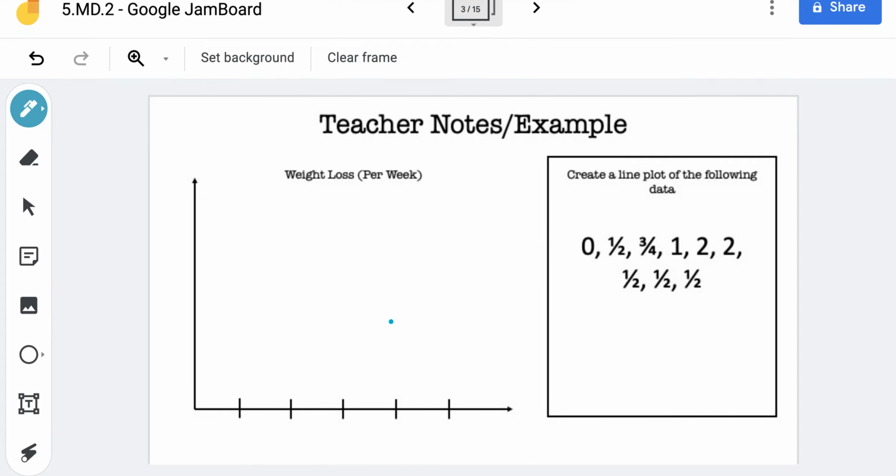And for this one, we're going to create our own line plot. What this line plot represents looks like weight loss per week. And here's our data. This 0 represents that there was 0 weight loss for a week, and then we have a half a pound, 3/4 of a pound, and so on. The way you make line plots is you want to make sure that each one of these values is represented down here by these hash marks. And you always want to go from least to greatest.